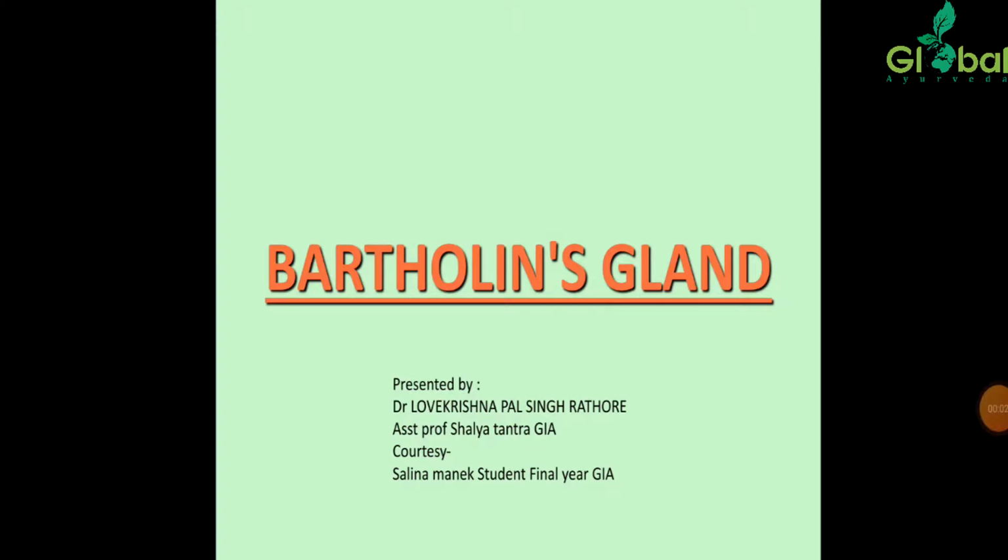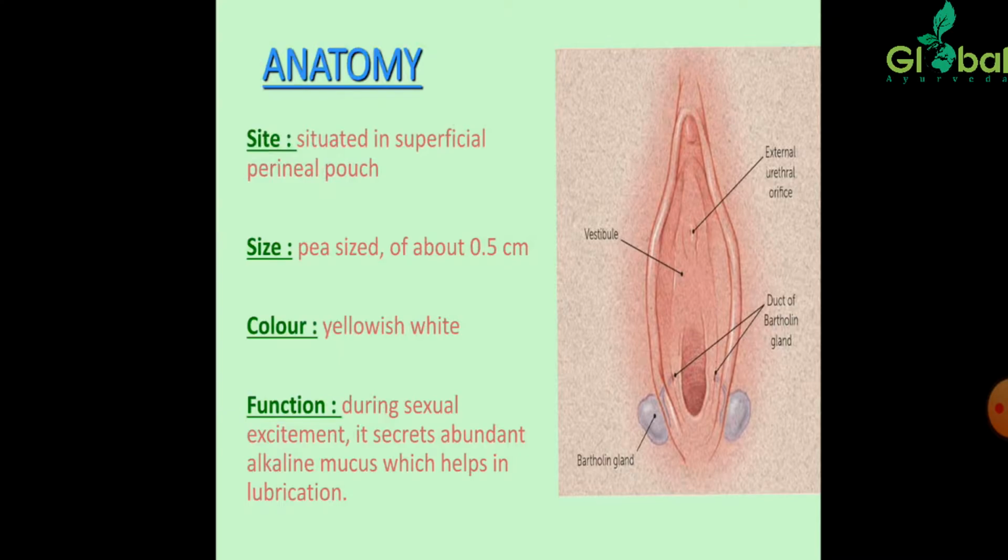Today we are discussing the Bartholin gland. First we have to see the anatomy. It is situated in the superficial perineal pouch, pea sized, about 0.5 centimeter. It is yellowish white in color.